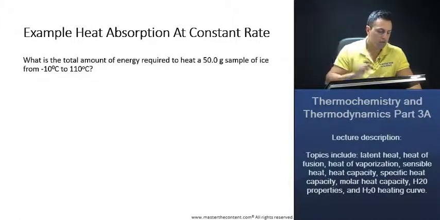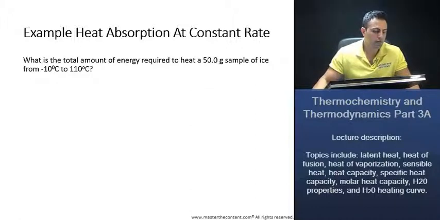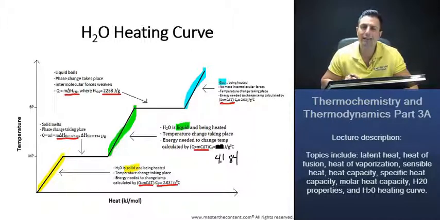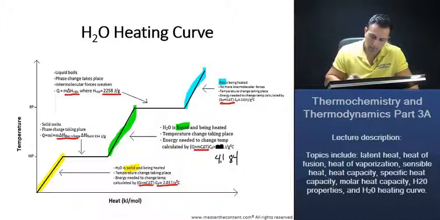Here we're actually being asked, what is the total amount of energy required to heat a 50-gram sample of ice to 110 degrees Celsius from negative 10 degrees Celsius? So let's look back at our heating curve for a second. All right, and let's see how many steps we're going to have to go through. So if we're at negative 10 degrees Celsius, that means we're solid, and it's going to be one phase to go to 0 degrees Celsius right here.